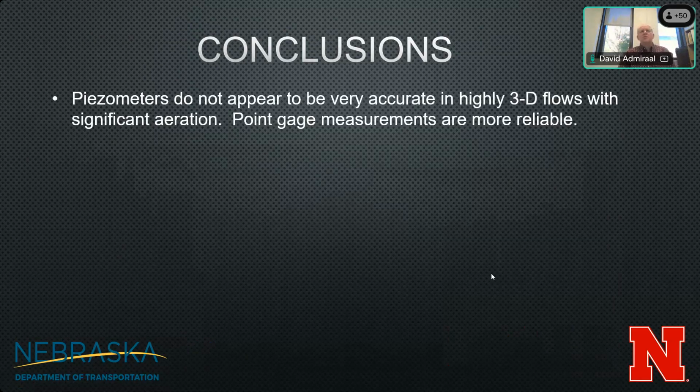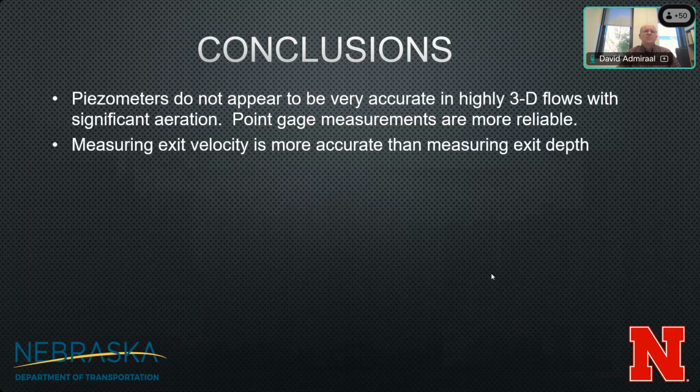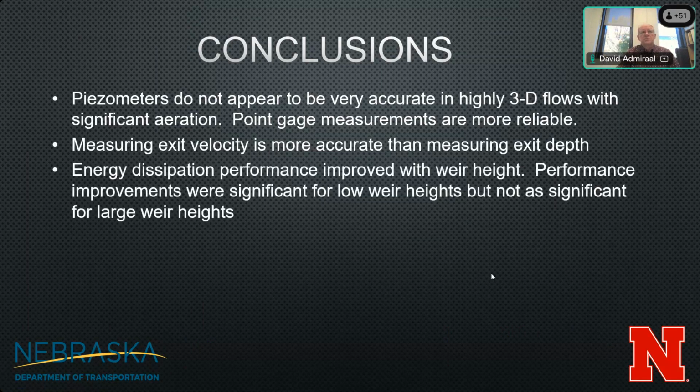So our conclusions. First of all, the piezometers didn't appear to be as accurate in highly 3D flows with significant aeration. And the point gauge measurements are more reliable in that case. Didn't really talk about this very much, but we measured depth using piezometers. We also used point gauges, which are down from the top. So you can measure from the bottom or you can measure from the top. We did both, and we found the point gauge measurements were better. Measuring exit velocity was more accurate than measuring exit depth. And so we used the Prandtl tubes that I showed you to do this.